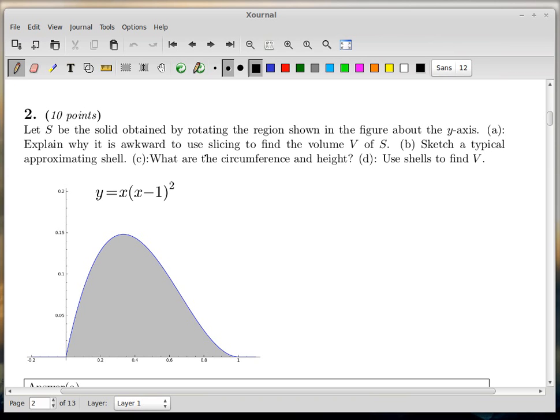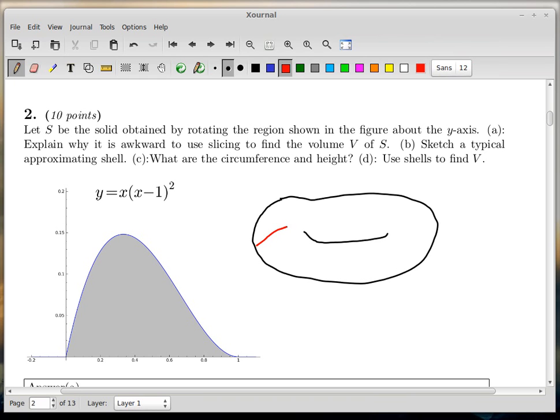It says, explain why it's awkward to use slicing to find the volume V of S. So I'm going to try to draw a picture of what this three-dimensional object is going to look like after you rotate it around the y-axis. It's going to look kind of like a red blood cell with a little central depression.